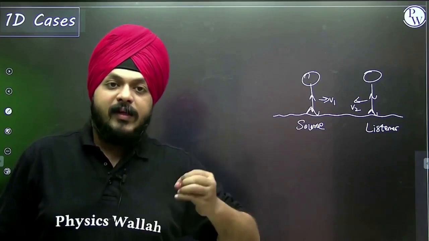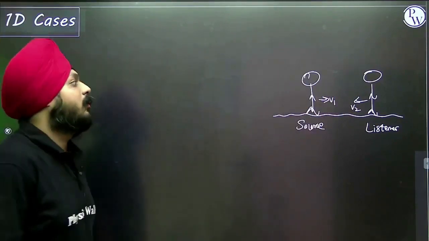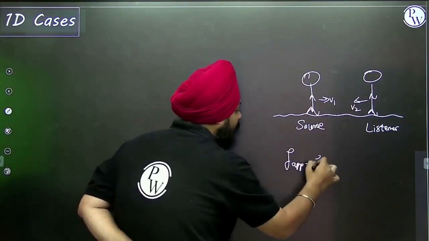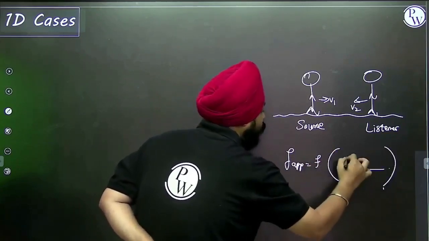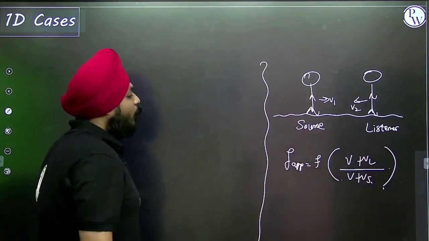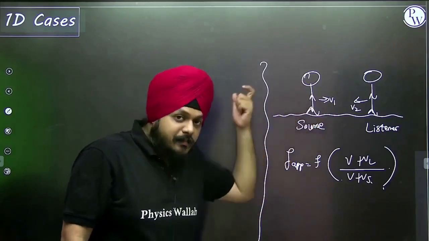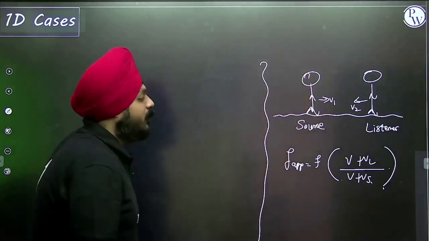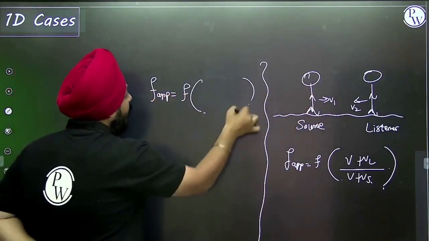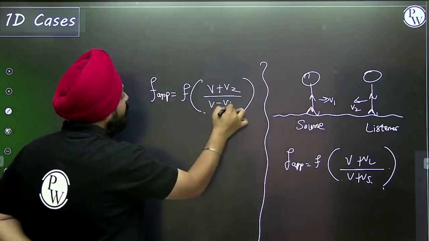Now see, if they are both moving nearer to each other, obviously there exists a relative motion. In this case, F apparent is going to get increased. According to the sign conventions, F apparent is equal to the frequency of the sound emitted into V plus V of L by V minus V of S. We need to increase the value of F apparent because both are getting nearer to each other. So it will be V plus V2 whole divided by V minus V1.